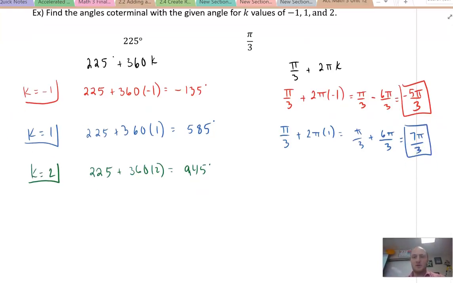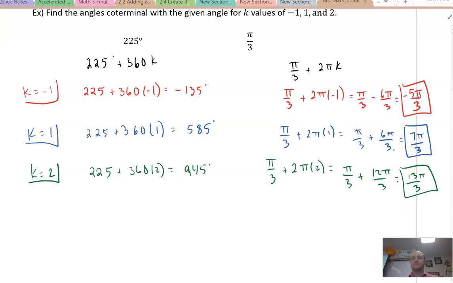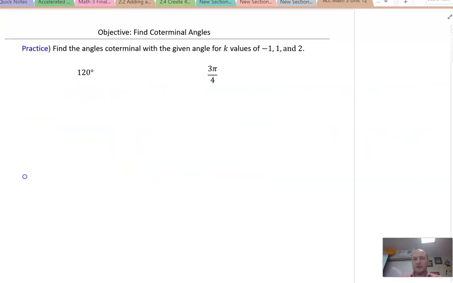Okay, next one. What if my k value now is 2? So that's 4 pi I'm adding, and if I write that as a fraction in thirds, we get 12 pi. So we get 13 pi over 3. There it is, right?